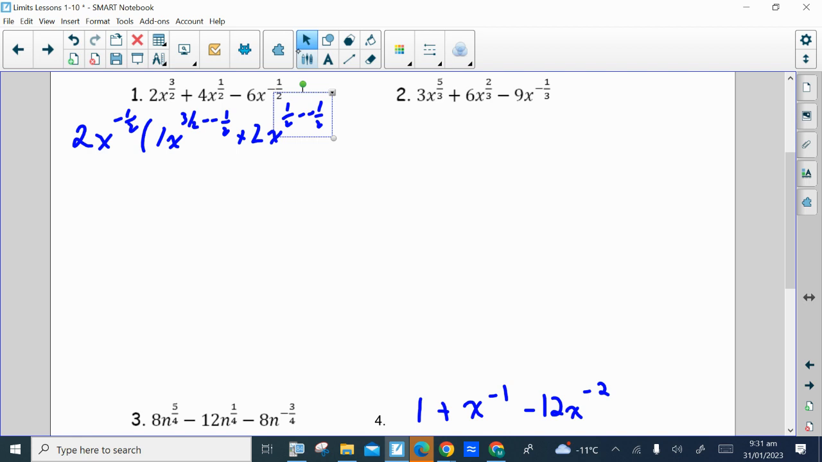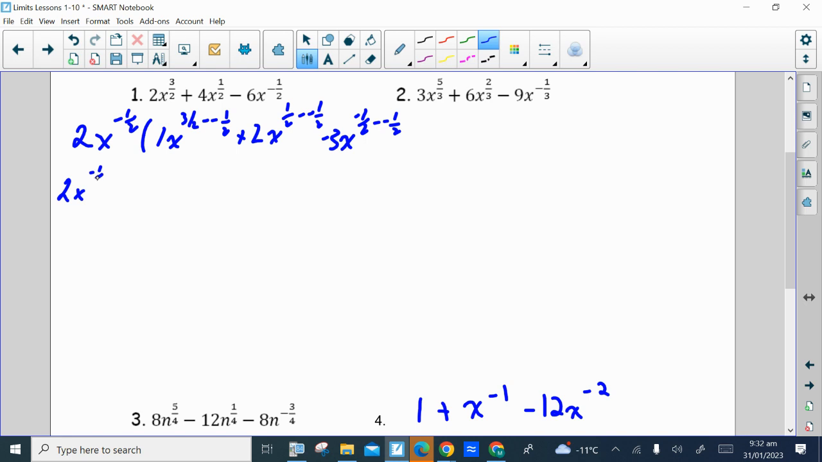And then for the last term, negative 6 divided by 2 is negative 3, and when you divide the powers, you subtract the exponents. It'll be negative 1/2 take away negative 1/2. And so when you're subtracting those exponents, in all three cases, you have a minus minus, which becomes a plus positive. So you're going to have 3/2 plus 1/2, which is 4/2, or 2.